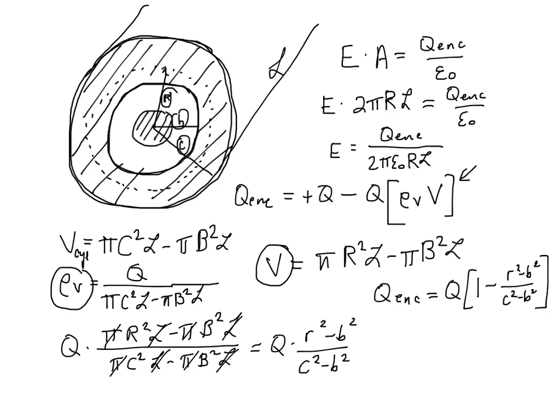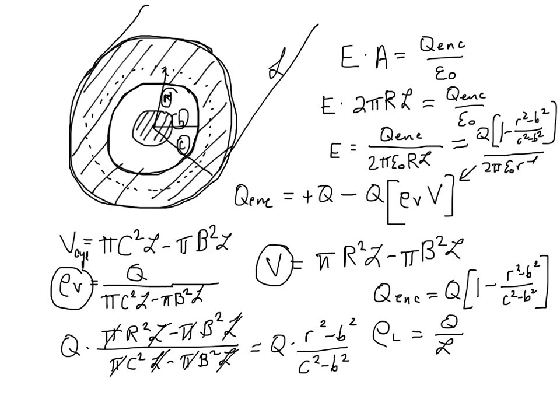And we can then calculate the linear charge density, rho sub L. If we think of this not as a three-dimensional object but simply as a one-dimensional object, rho sub L is going to be equal to Q divided by L. And so we can replace a little bit of the calculation that is going on up here. I'm not sure if I can squeeze this in now, but I'm going to end up with Q times 1 minus r squared minus b squared over c squared minus b squared, all of that divided by 2 pi epsilon naught r L.